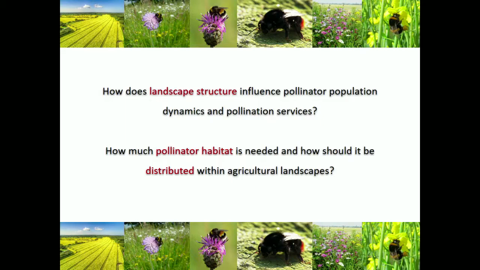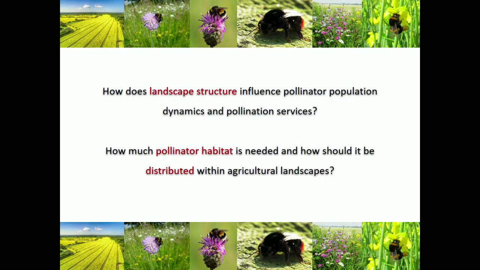Why are models useful tools to do this? Empirical studies are often restricted by time or the landscape scale they can study. So spatially explicit process-based landscape models are useful tools to study effects over time and landscape-wide.